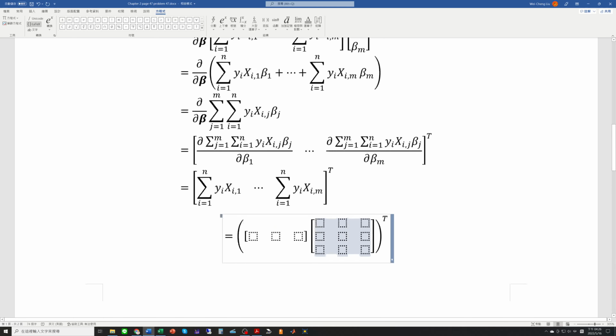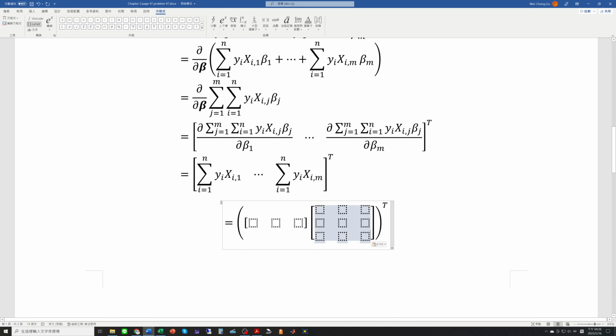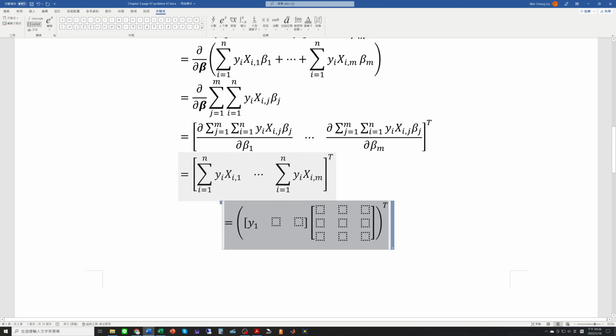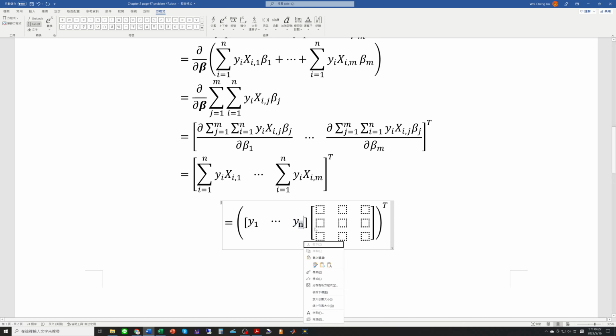Okay, so the first element of the vector should be y_i, where i is equal to 1. So it should be y1, and dots. And the last element of the vector is y_i, where i is equal to n. So we only need to copy y1 here and change the index to n, like this.